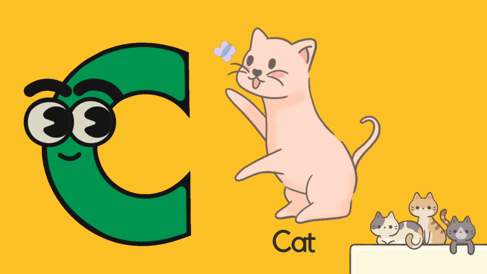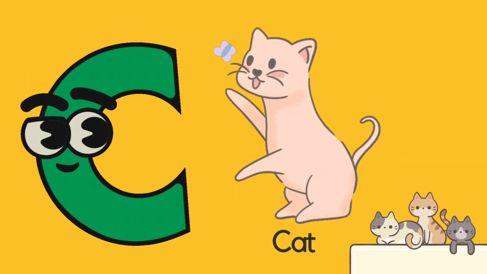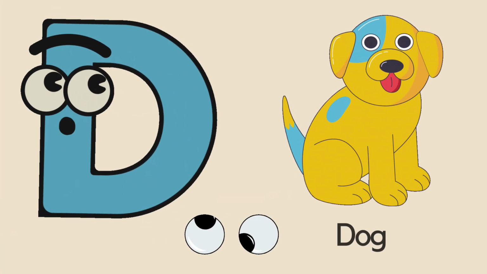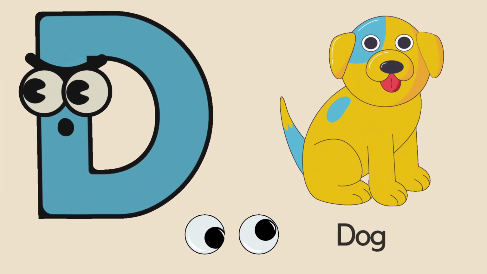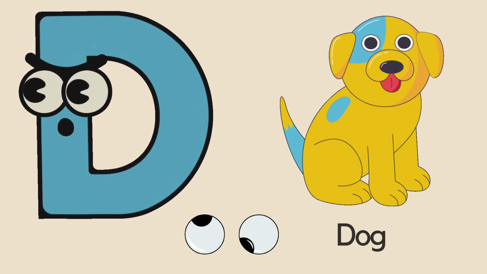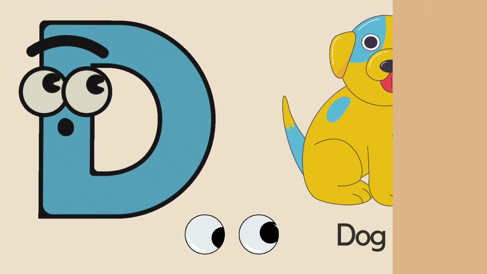C is for cat. Can you say cat? Perfect. C is for cat. D is for dog. Can you say dog? That's right. D is for dog.